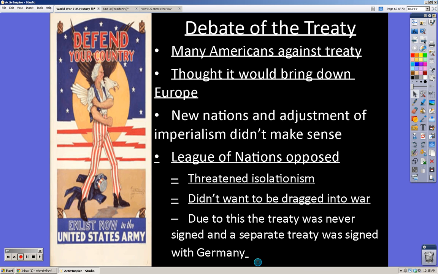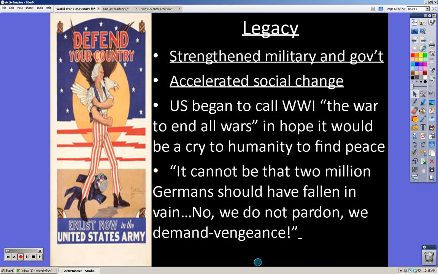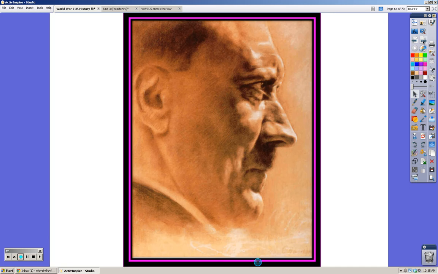All right, so the legacy: it strengthened American military and government. It accelerated our social change. And as I talked about, the war to end all wars was a hope and a cry for humanity to find peace, but it doesn't. And we have a quote here. It says, "It cannot be that 2 million Germans should have fallen in vain. No, we do not pardon. We do not demand vengeance. Or we demand vengeance, sorry." And that's obviously said by Adolf Hitler, who's going to rise up out of this. All right, that's it for World War I.